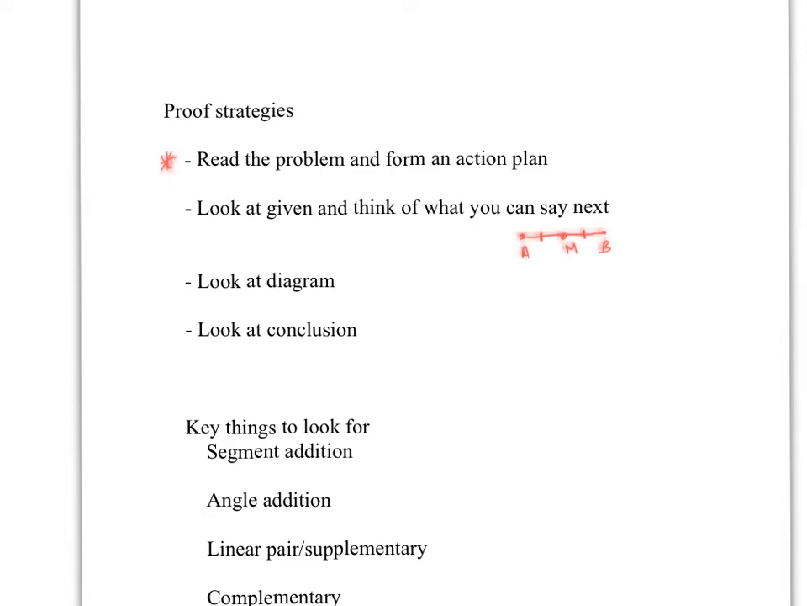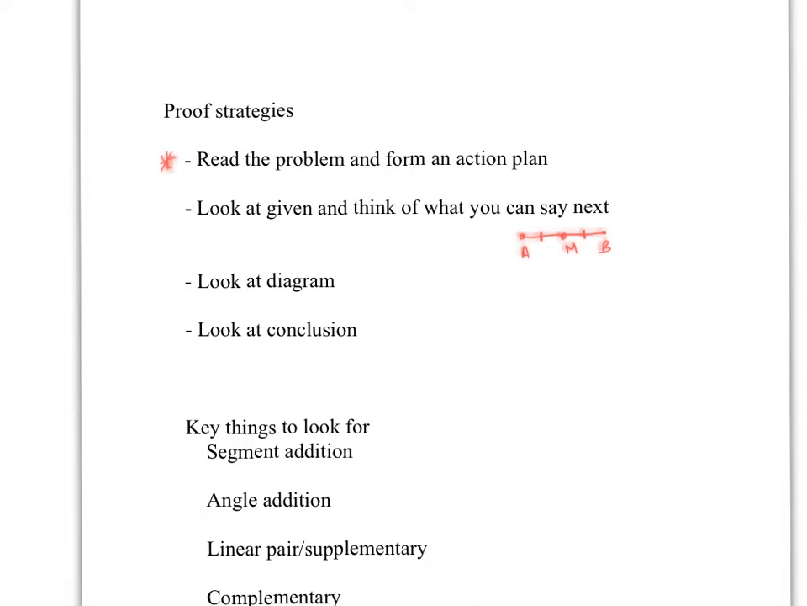If you're given that something is supplementary, well, what do you do with supplementary? You add them up and set them equal to 180. But often we get this given that really we can't say anything from. So at this point, when you're given, you can't really say a next step.